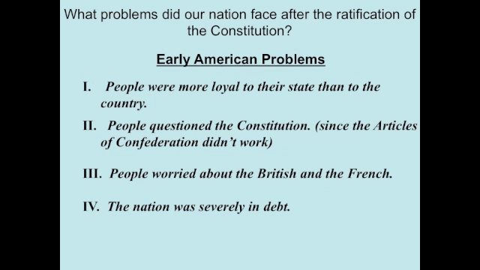The Constitution finally gets ratified, and the U.S. government now has to deal with a new set of problems. Some early American problems are listed here. The first problem is that the U.S. government had to deal with people remaining more loyal to their states than to their country in general. The second problem is that people were wary about the Constitution since the Articles of Confederation had failed. The people were still worried that Britain and France could potentially attack the new and fragile nation. And finally, the largest problem that the U.S. faced was that it was severely in debt.